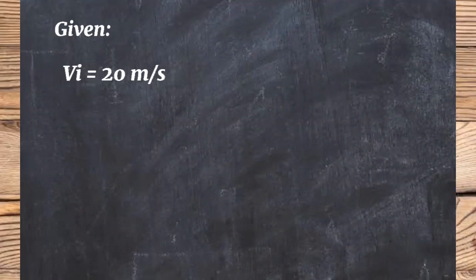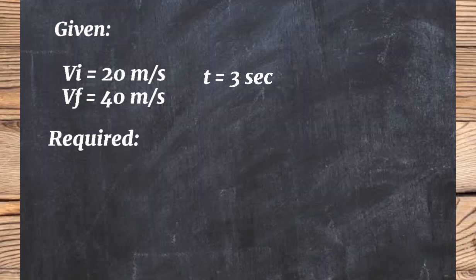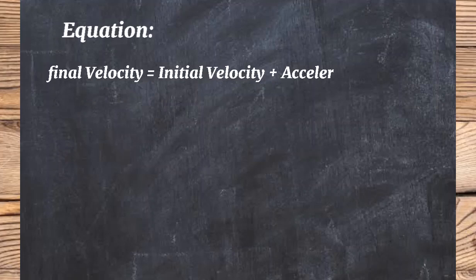First step in solving the problem is writing the given. We have initial velocity equals 20 meters per second, final velocity equals 40 meters per second, and time equals 3 seconds. The required value is the acceleration. And for the equation, we will use the formula: final velocity is equal to the sum of initial velocity and the product of acceleration and time.